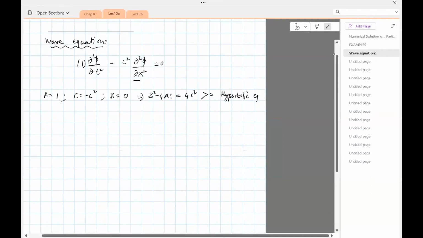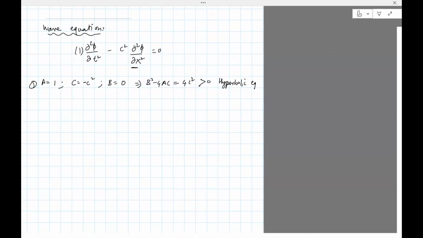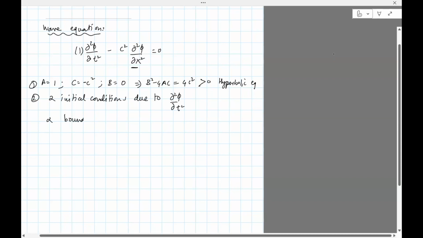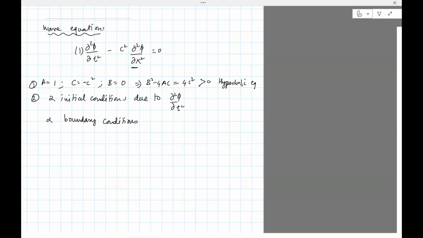Okay. And so t here is time, so what we need here is two initial conditions due to d square phi dt square, and then two boundary conditions due to d square phi dx square.